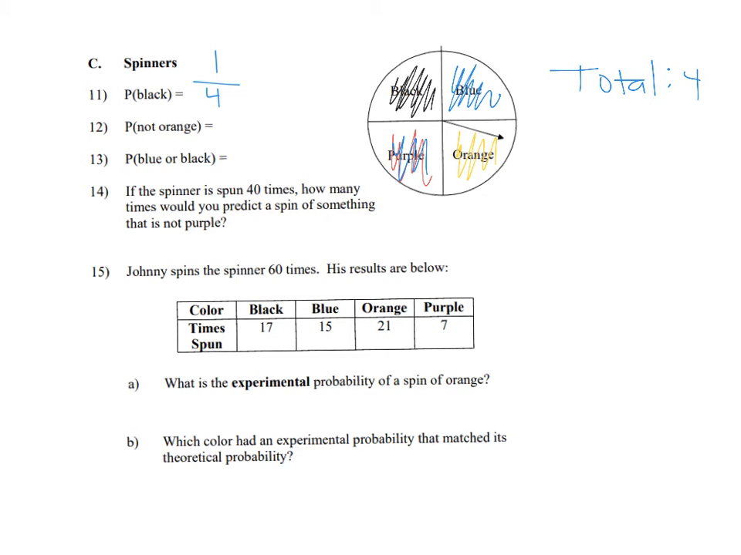All right. Not orange. How many are not orange? Well, 3 out of 4 of them. Probability of blue or black. Well, there's 2 regions out of 4. Remember, we add 1 plus 1.